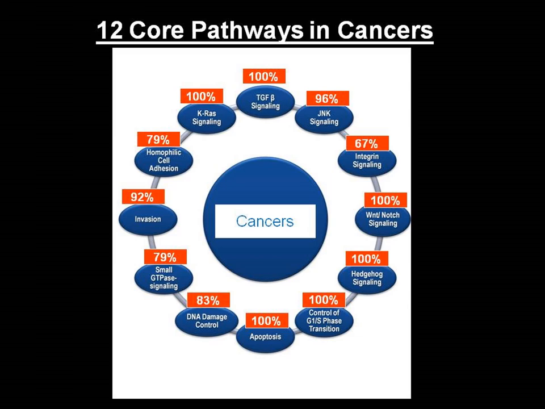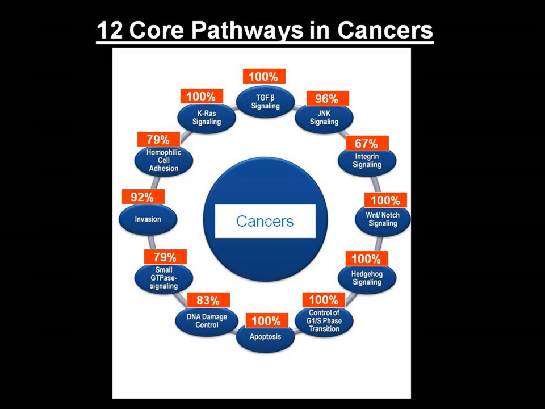So 12 core pathways have been described in pancreatic cancer, and this number shows the percentage of cancer tissue samples which showed aberrations in these pathways. So as we can see, not all are showing 100%. KRAS signaling was mutated in 100% of the samples. This is from a published report presented at the ASCO conference in 2008. But I'm just showing this as an example of the heterogeneous scenario, which means that in a cancer, there can be involvement of multiple cellular pathways.